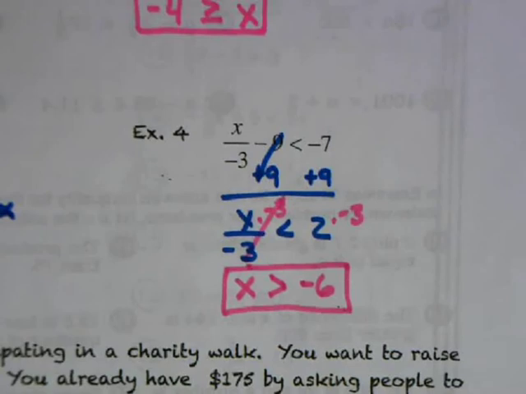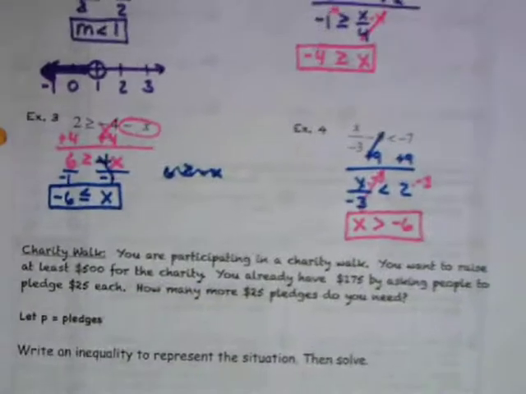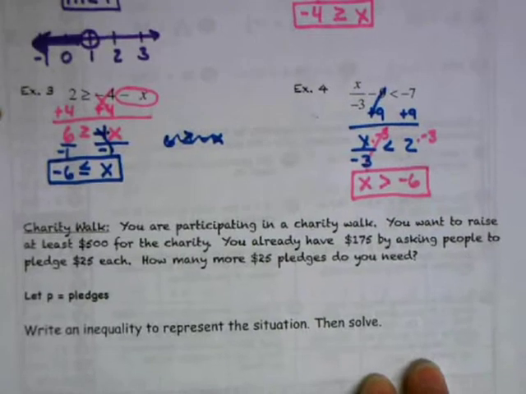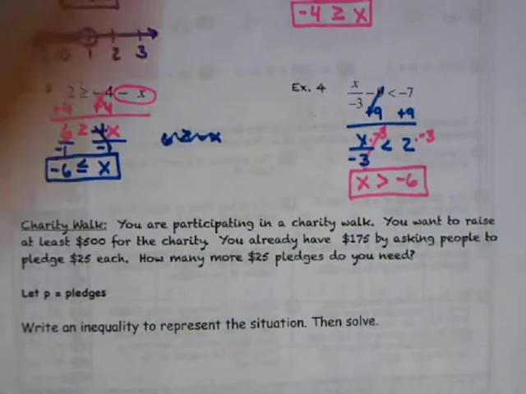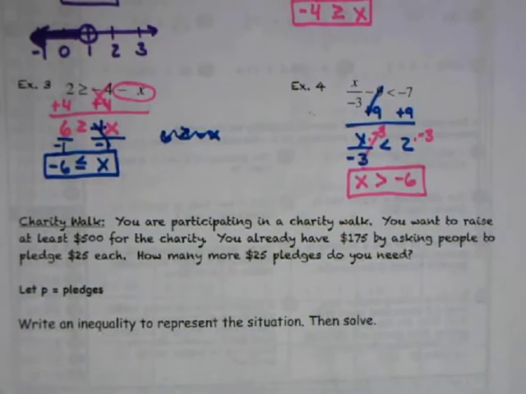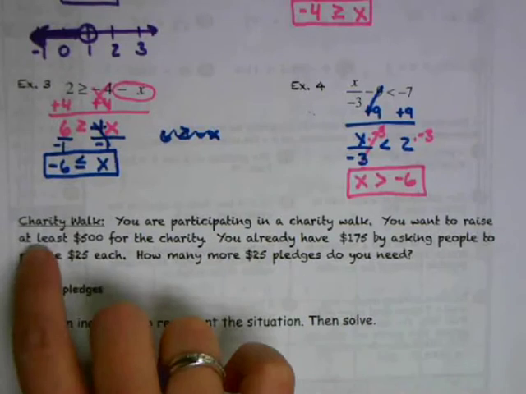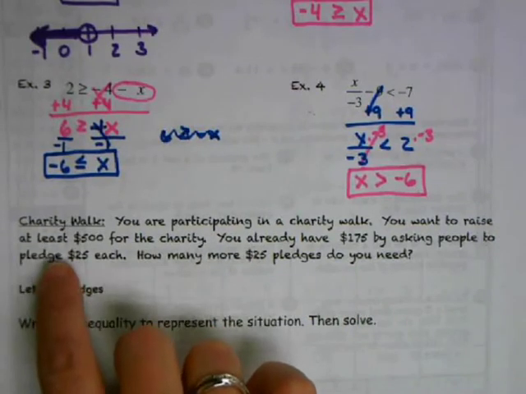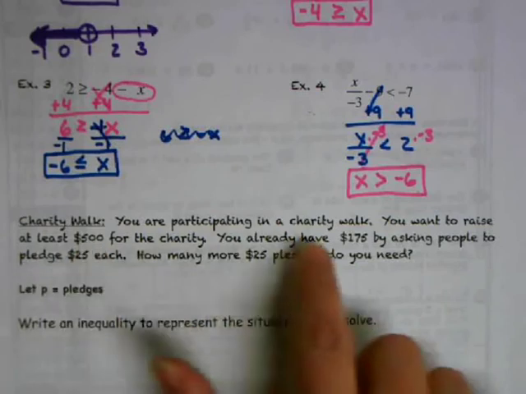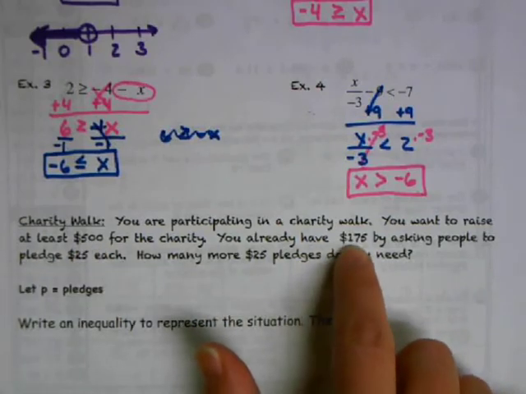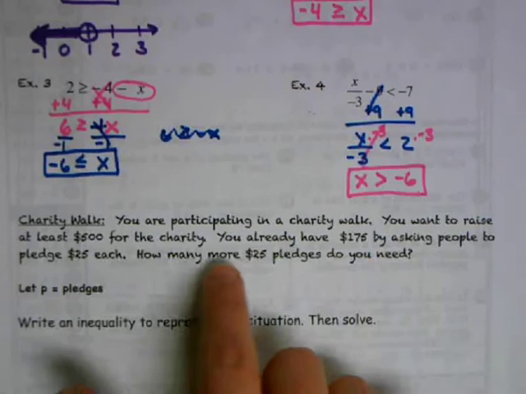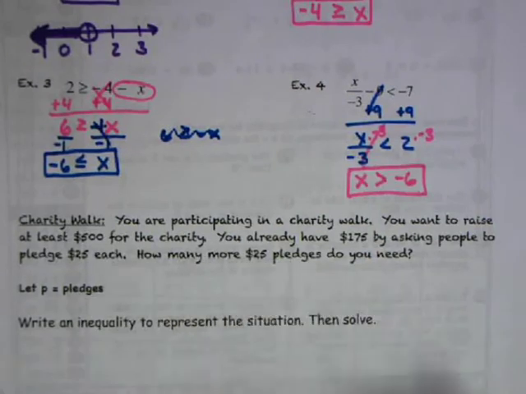All right. Very last one. Let me zoom out so you can see the whole question about a charity walk. Okay, this would be something that you're doing for charity, like a Relay for Life. A lot of people do a charity walk. You want to raise at least $500 for the charity. There's that at least, right? That tells us it's going to be an inequality. At least it's going to be greater than or equal to $500. You already have $175 by asking people to pledge $25 each. How many more $25 pledges do you need?